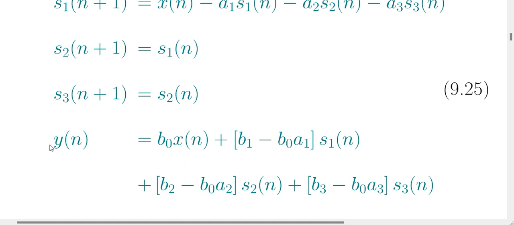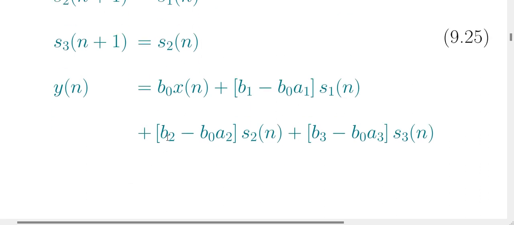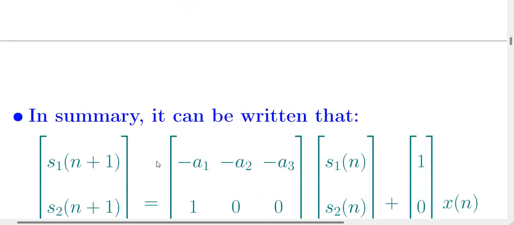And what about the output? y[n] is equal to B0 x[n] plus (B1 minus B0 A1) times S1[n] plus (B2 minus B0 A2) times S2[n] plus (B3 minus B0 A3) times S3[n].